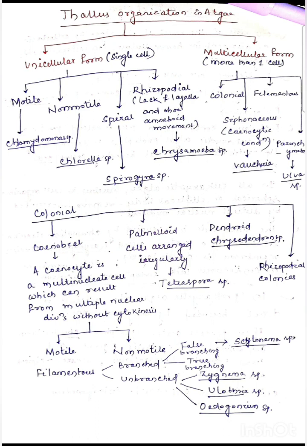Some filamentous forms are branched or unbranched. In branched forms, they may show false branching, as seen in Scytonema. They may show true branching. They may be unbranched, as seen in Zygnema, Ulothrix and Oedogonium species.